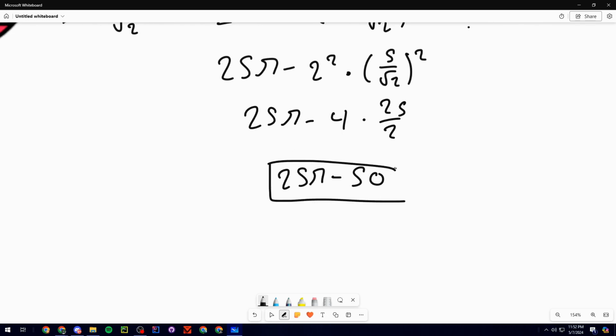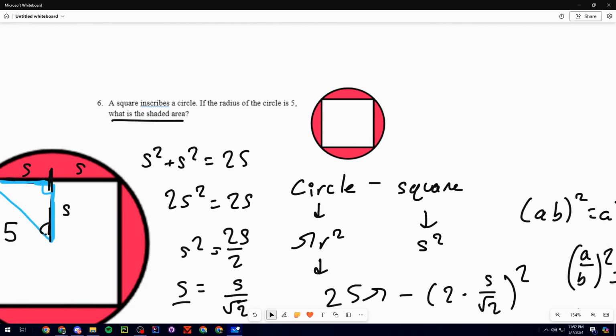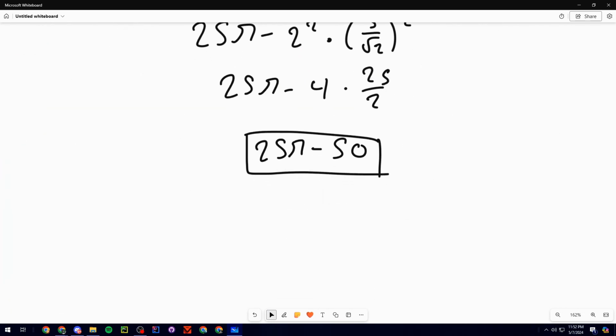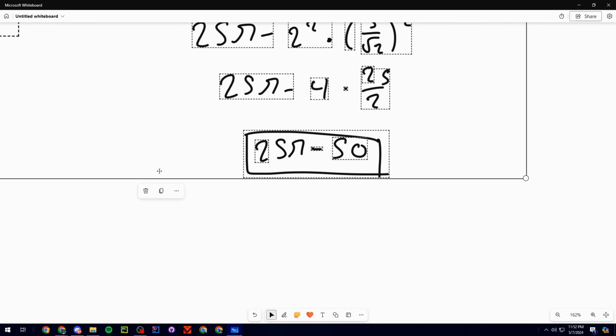So that's your final answer. You might be like, oh, is that the right way to write it? Technically, yes, because we never said it had to be an integer or anything to do with the area. We just said give the area, and I'm pretty sure it said exact area too. So, what is the shaded area? For the exact area, just leave it in this form. 25 pi minus 50, that's perfect. So yeah.